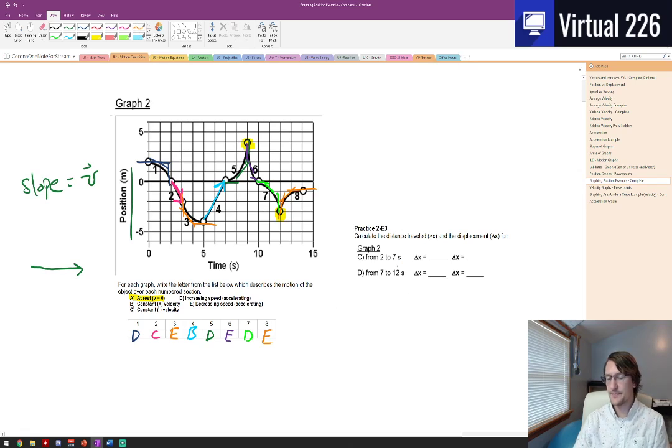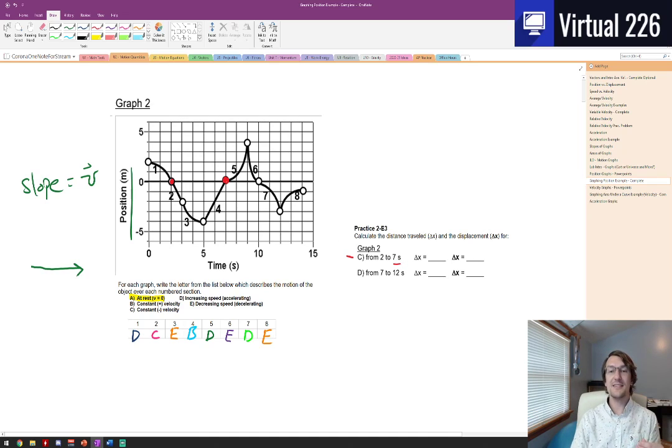Another thing we can do with this graph is calculate the distance traveled and the displacement between some intervals. So let me clean this up real quick. Let's look at the interval between 2 and 7 seconds. Let's do this properly. 2 seconds is 1 second, 2 seconds, so it is right here. 7 seconds is 5, 6, 7, right here. So we'd like to find the distance traveled and the displacement between these red markers, okay?